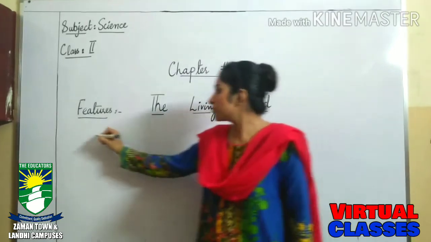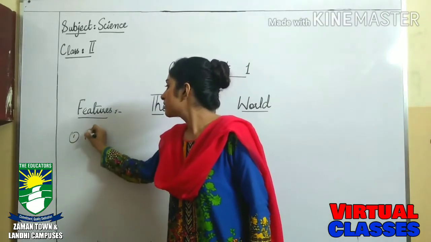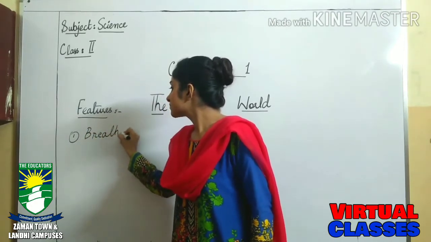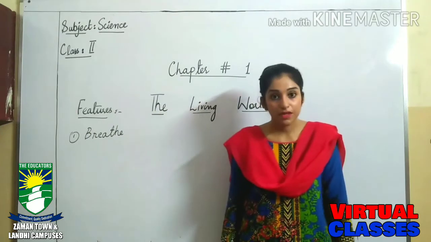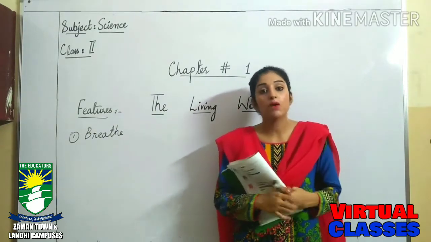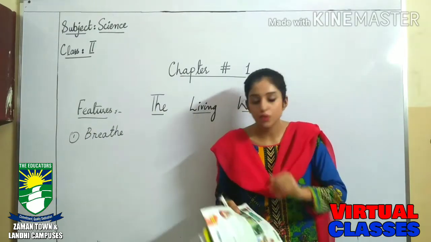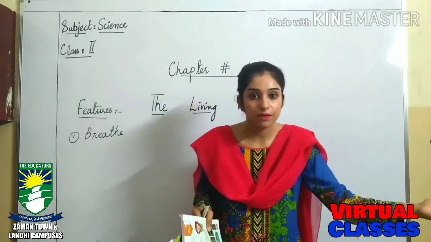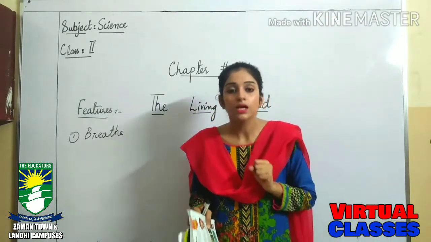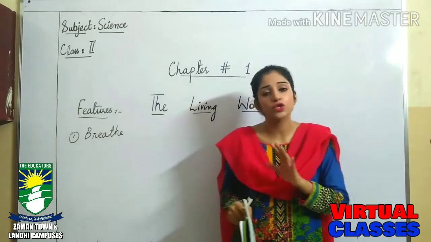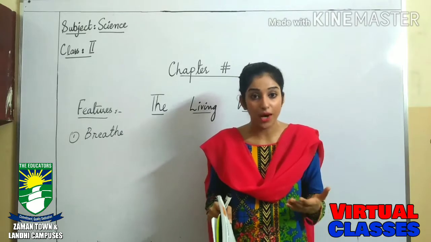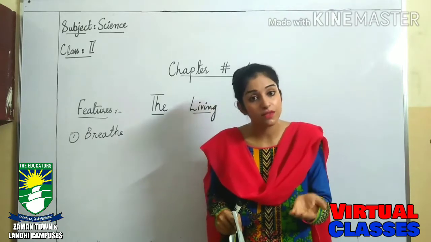Let me show this on the board. Number 1, breathe. So, living things can breathe. If we talk about non-living things, they don't breathe. Like this book, like a marker, like a fan, like a table, these things cannot breathe. Okay, hold your breath for just a minute and you will feel too much uncomfortable. Why? Because you are a living thing.